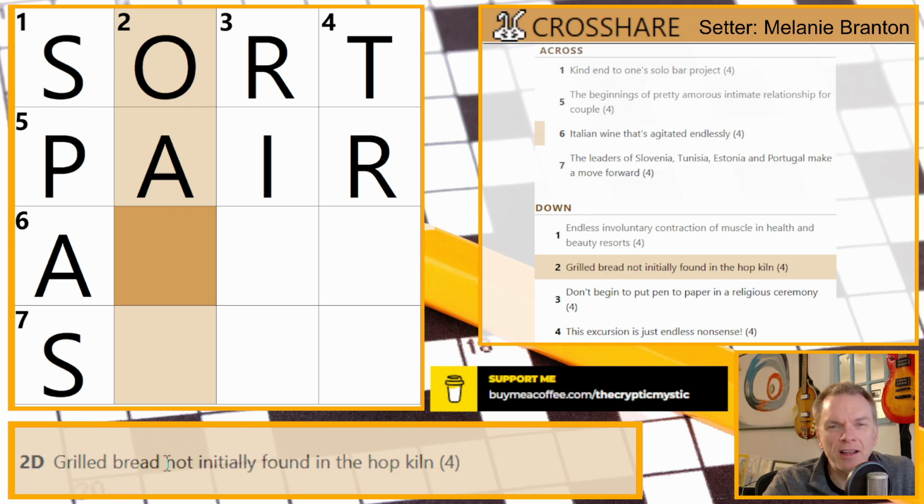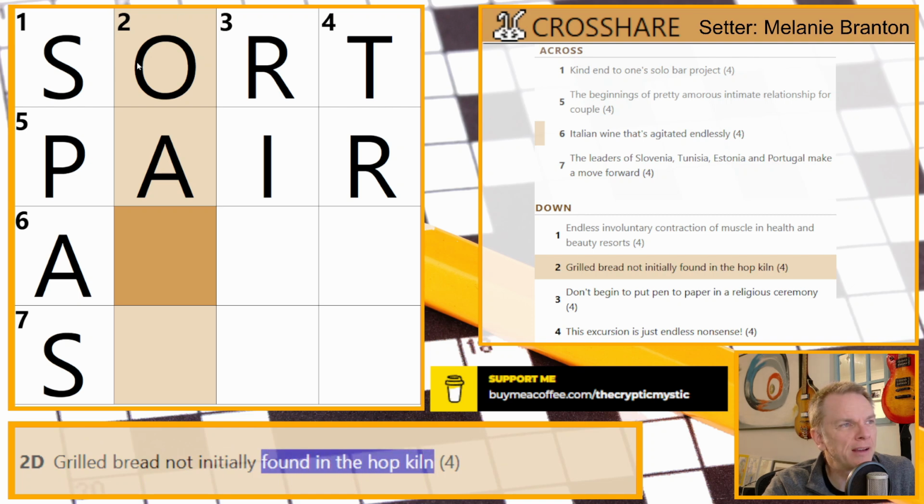It's quite neat, these clues. I like how you can disguise the wordplay with the surface, because it happens quite naturally in a sentence, doesn't it? So here we have a word for grilled bread, but we're taking off the initial letter, and that's going to give us a definition of something that's found in the hop kiln.